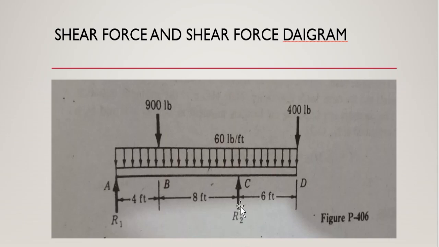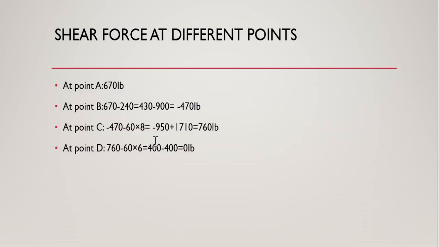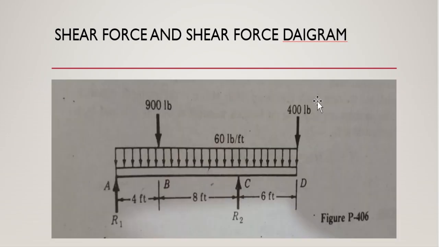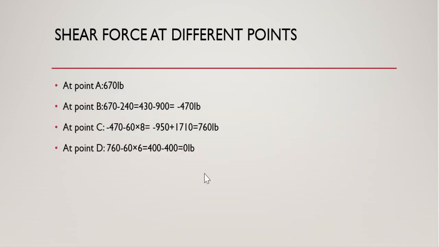But here again we have the reaction force at point C. So we have to add this 1710 that is acting upward. We get the value of 760. Again at point D, we sum up all these, that is 760 minus the distributed load, so we get the value of 400. Again at point D, we have a point load that acts downward. When we sum up these two values, we get a value of zero shear force at point D.